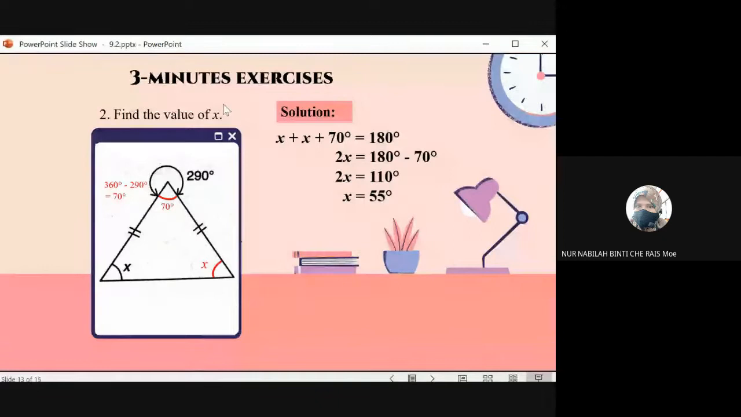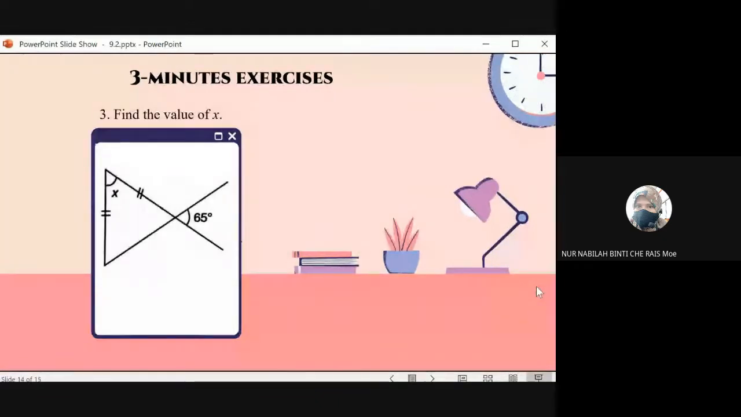Okay, next, another one. Find the value of X. One minute. Okay, it seems that most of you got the answer 50.